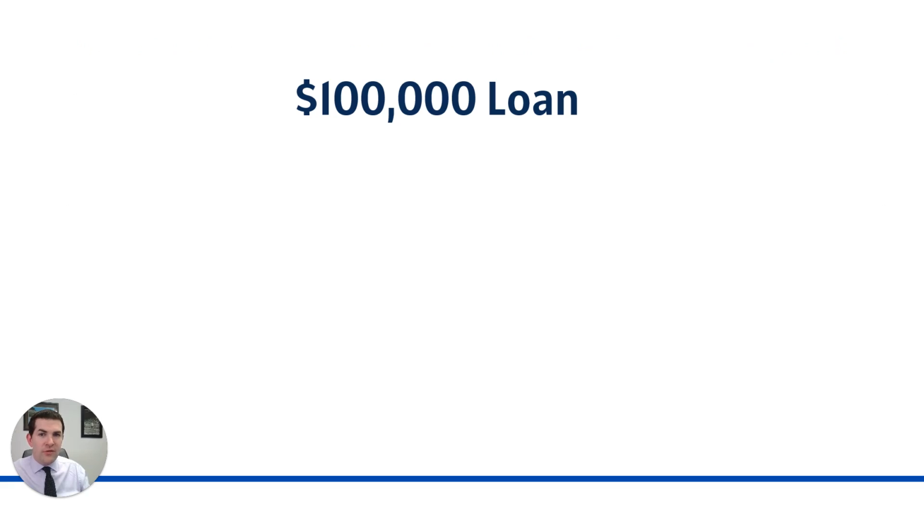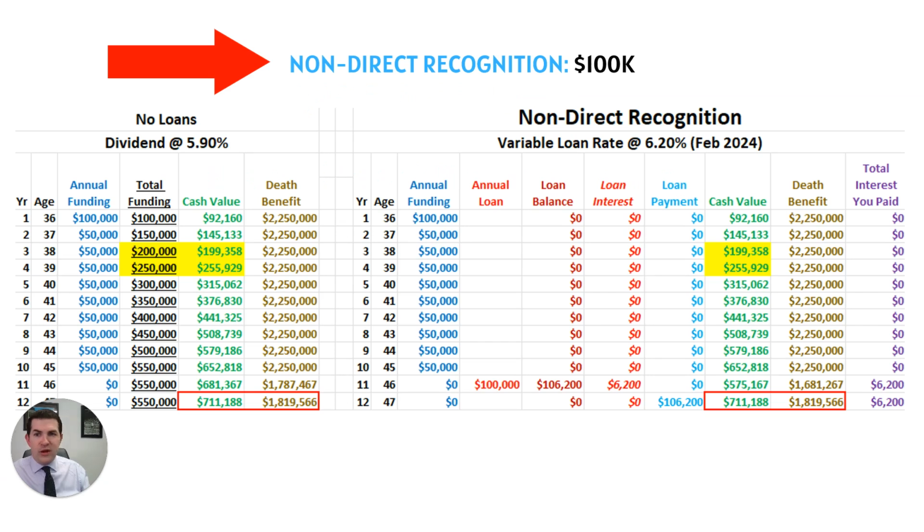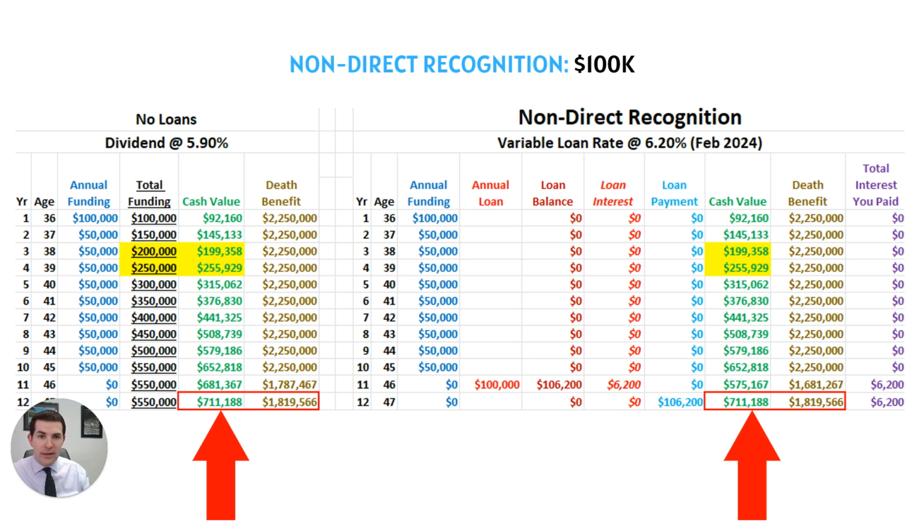Let's start with the 100K loan and non-direct recognition. So we've got our non-direct recognition policy. On the left, we see what it looks like with no loans. On the right, we see what it looks like with that 100K loan and then paying it back. So again, our variable rate, 6.2%. Here, we take out a 100K loan. There's your loan interest, $6,200. You make a loan payment the next year of $106,200. You pay it back in full. Your cash value after it's repaid is $711,000. What's it on the example to the left? It's exactly the same, $711,000. How much did you pay in loan interest? $6,200 when I look at that.